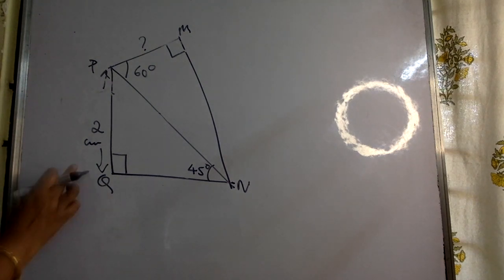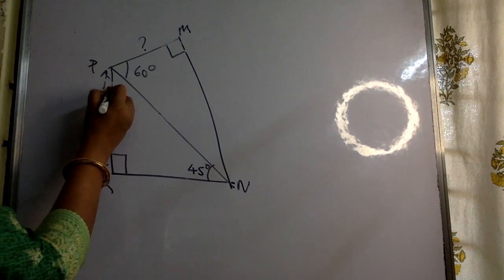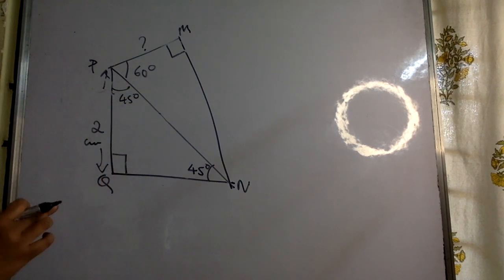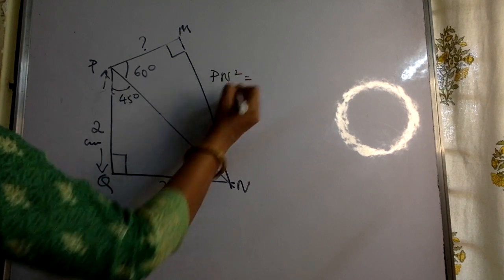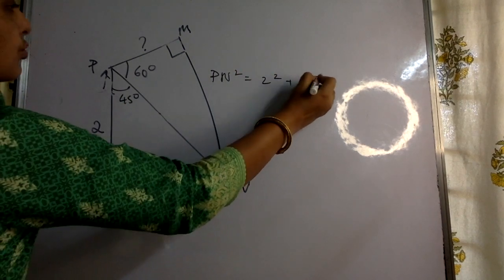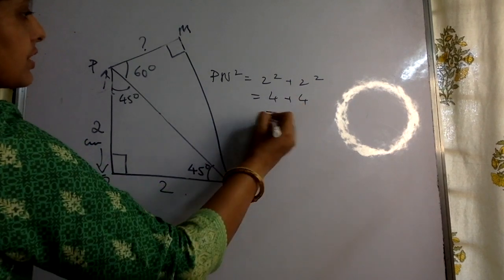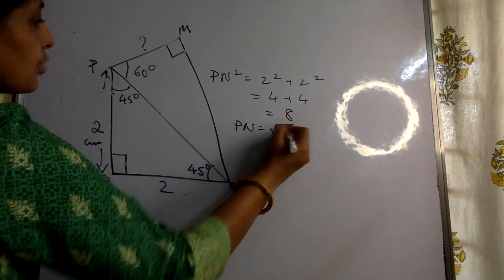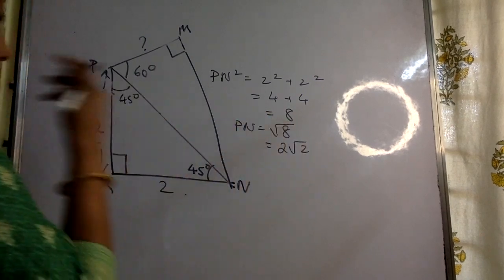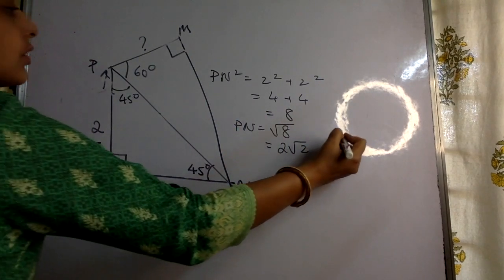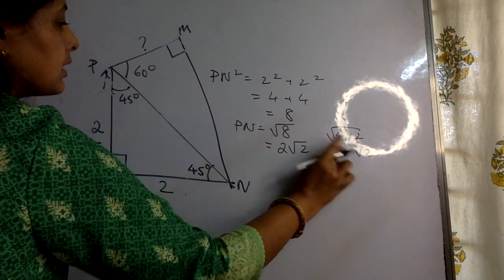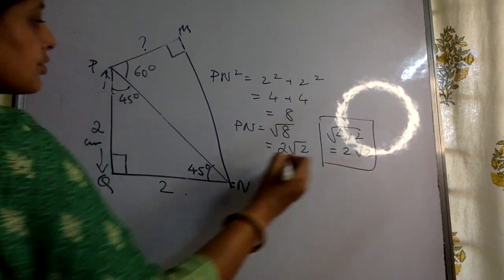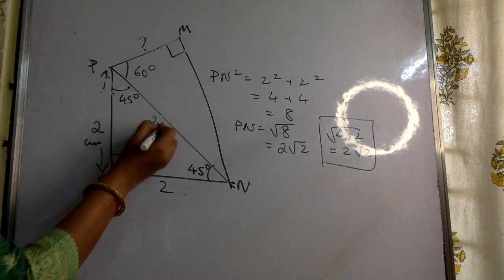Now here, if this is 45 degrees given to us, then this automatically becomes 45 if this is 90. The triangle gets converted to a right angle isosceles triangle, therefore this is also 2. If that is true, PN square becomes 2 square plus 2 square, which is 4 plus 4, which is 8. Therefore, PN is root 8. We can also write it as 2 root 2, because 4 into 2 root over, that is 2 root 2. That is how we get it. So I am keeping this ready. This is 2 root 2.